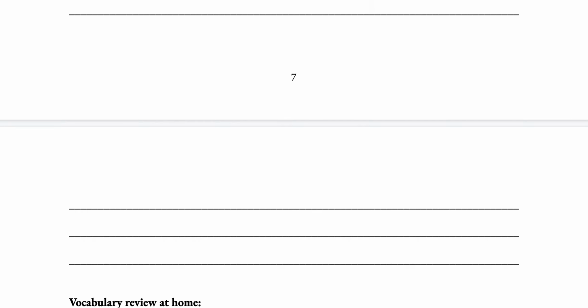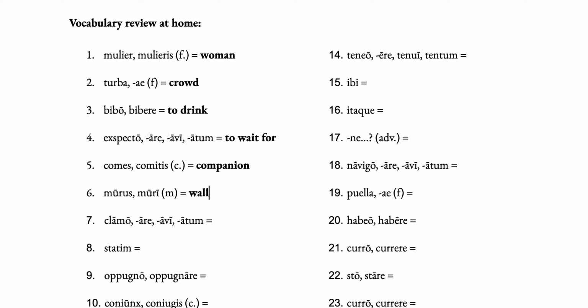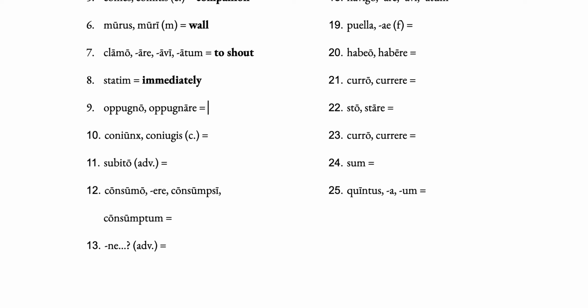Let's also just quickly have a look at the vocabulary at the end here. Mulier is a woman or a wife. Turba is a crowd. Bibere is to drink. Expectare is to wait for or expect. Comes is a companion. Murus is a wall. Clamare is to shout. Statim means at once or immediately. Oppugnare is to attack. Coniunx is a spouse or husband or wife. Subito means suddenly. Consumere is to eat or drink or consume.